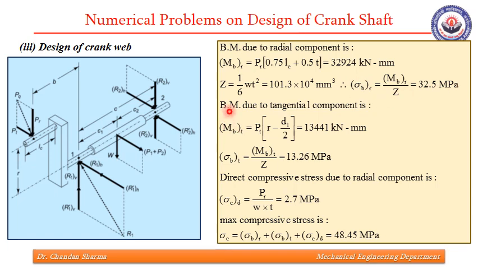Further, the bending moment due to the tangential component, MBT, is PT into R minus D1 by 2, where D1 is the diameter of bearing 1. Sigma BT is again MBT by Z. So putting all the values, it comes out to be 13.26 megapascals. The direct compressive stress due to the radial component is PR upon W into T, which is 2.75 megapascal. If we sum all three stresses, the maximum compressive stress is 48.45 megapascal.